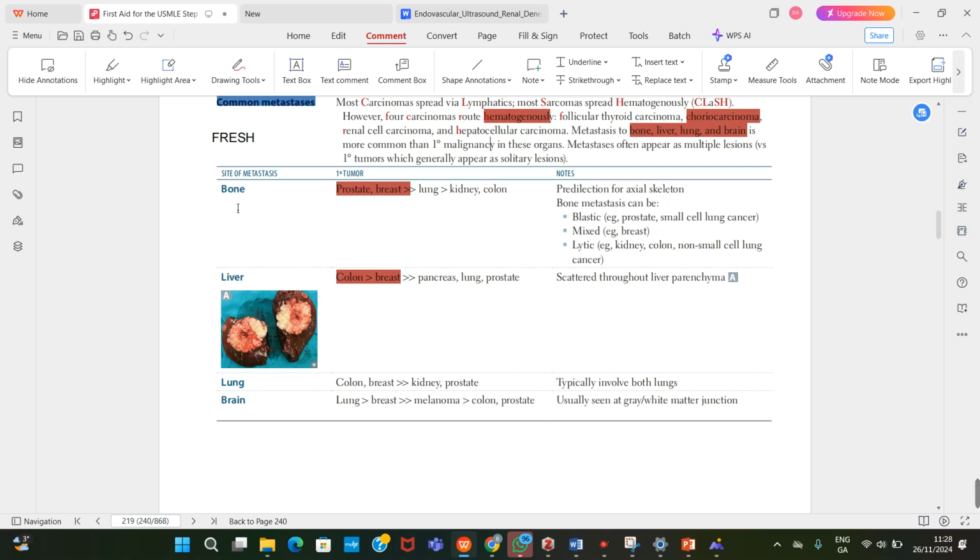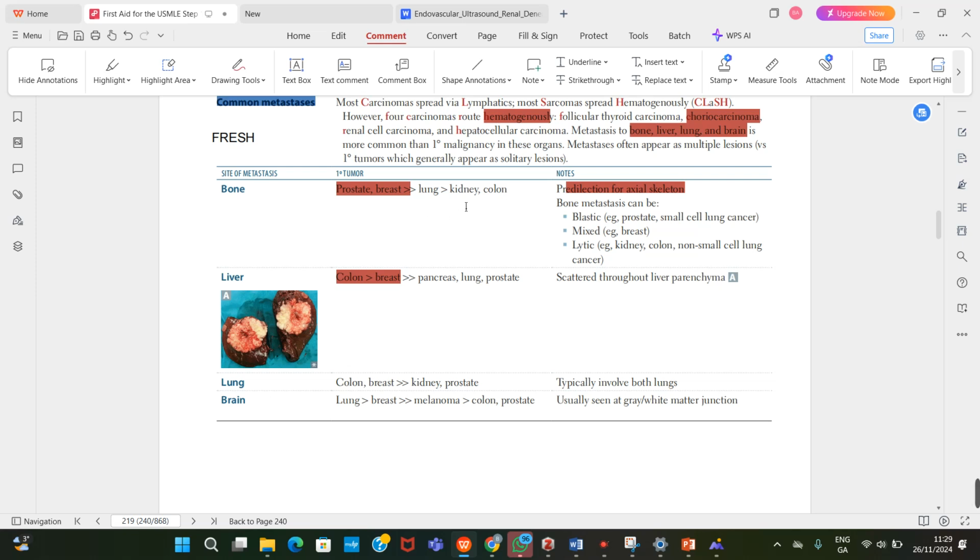Now for the bone, the commonest tumor that spreads to the bone is prostate cancer, because prostate empties into the venous plexus of Batson. Remember that stuff that runs to the vertebrae. So from there, it can easily get to the vertebrae, axial skeleton, and cause metastatic deposits. But the second one is now the breast. If you know these first 2, you are okay. That's what you need to know, just the first 2. Then lungs, kidney, and colon.